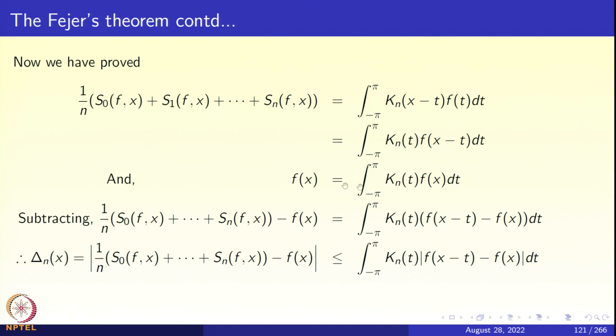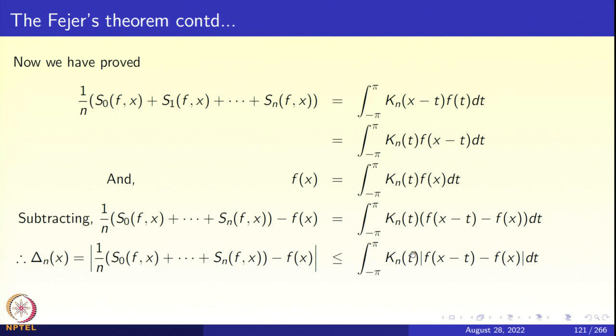And since the Fejer kernel integrates to 1, remember the previous line, equation 3.4, multiply both sides by f of x and you get the equation f of x equal to integral minus pi to pi k n t f of x dt. So you subtract and you get 1 upon n s naught of f of x plus and so on, s n of f of x, minus f of x, will be integral minus pi to pi. In both you see the same Fejer kernel k n t, times f of x minus t minus f of x.